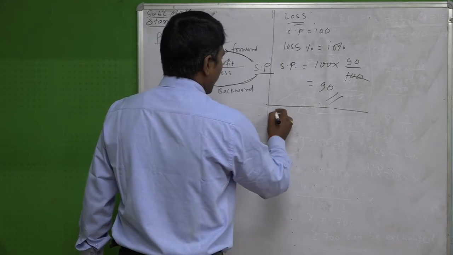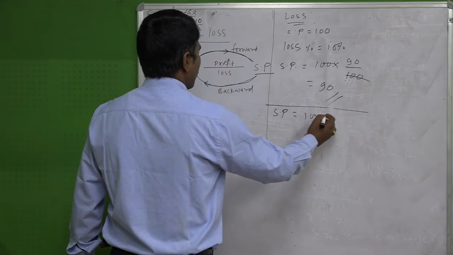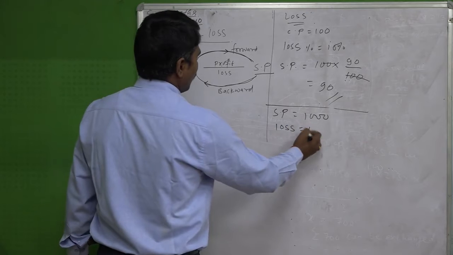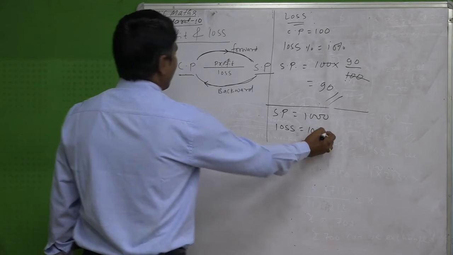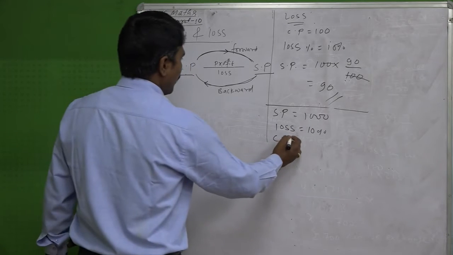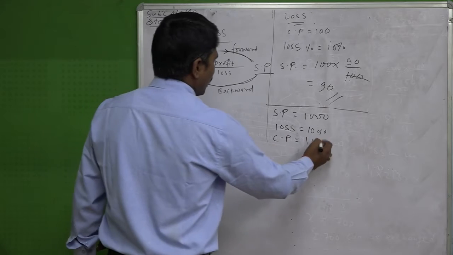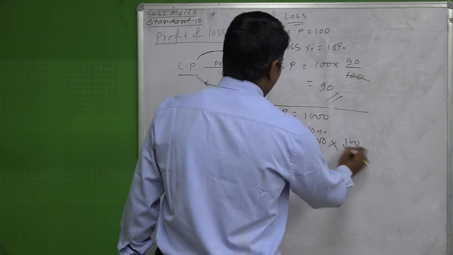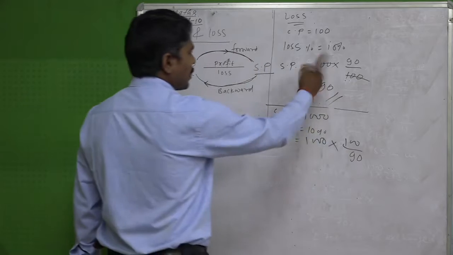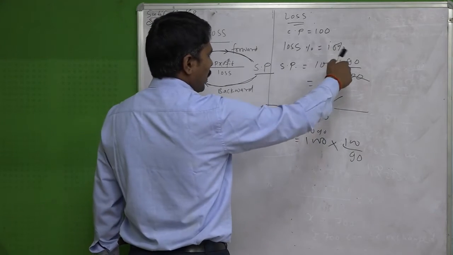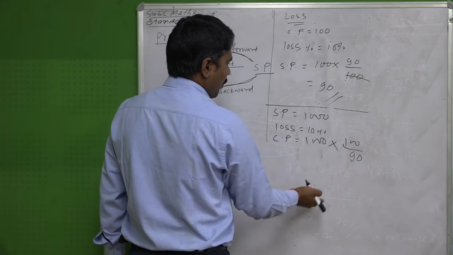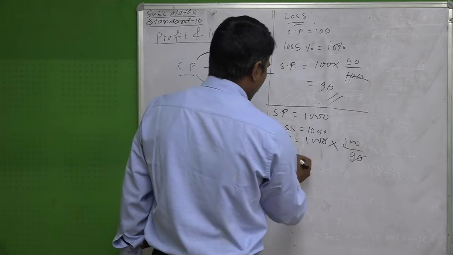If SP is given, suppose 1000, and loss is given, the same 10%, you have to find the CP. For the CP, 1000 into, now from 100 subtract 10, so 100 by 90, just opposite. Here less is up, more is down, here more is up, less is down, and cancel out this.